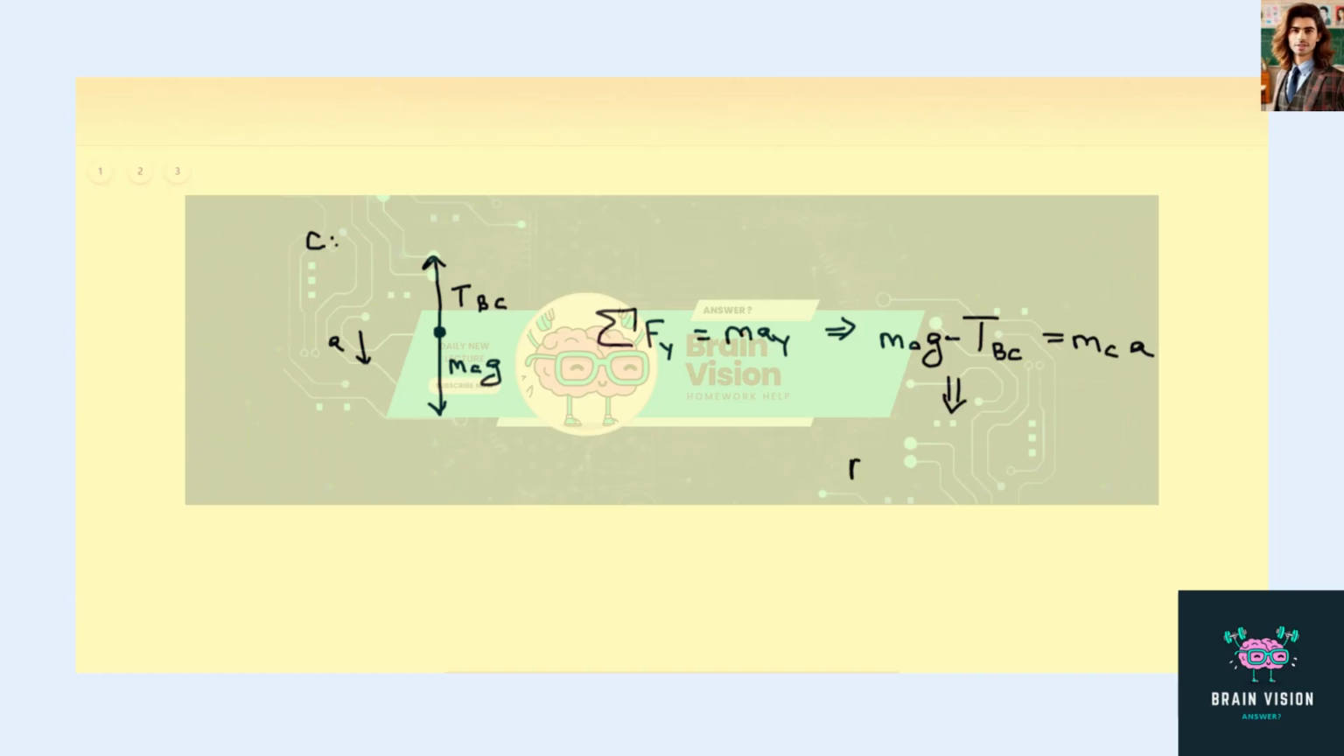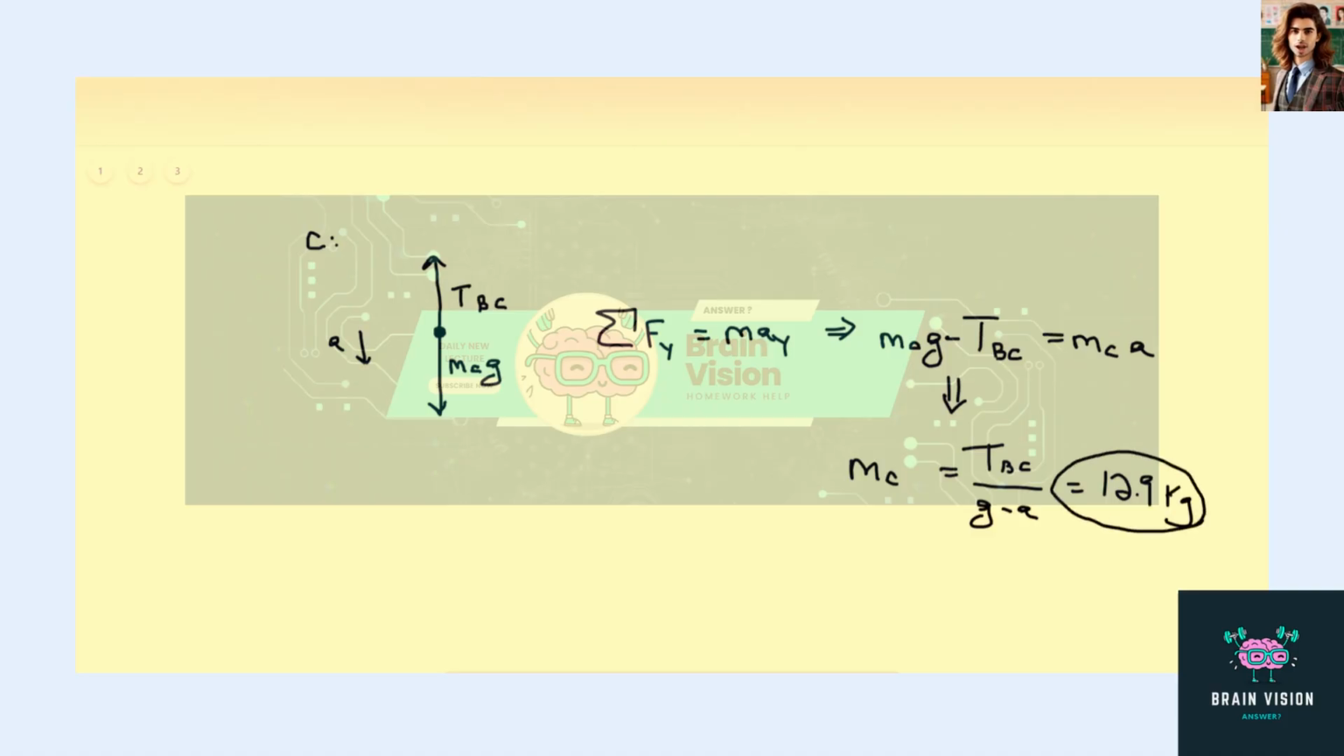We can solve this for the mass of C, and it's equal to the tension of BC over g minus a. Plugging in these values gives 12.9 kilograms. And that's the answer to part A.